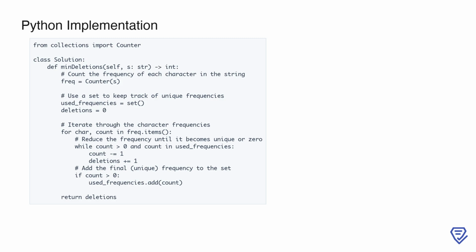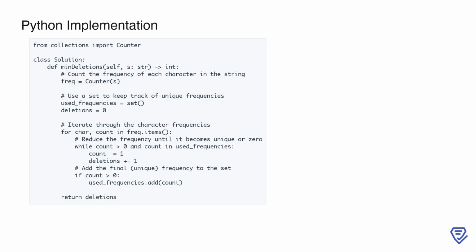3. Iterate over frequencies. For each character and its frequency, if the current frequency, count, already exists in used_frequencies, we repeatedly decrement the frequency, count minus 1, until it either becomes unique or reaches 0. Each decrement represents a deletion, so we increment the deletions counter accordingly. If the frequency becomes unique, greater than 0, we add it to the used_frequencies set.